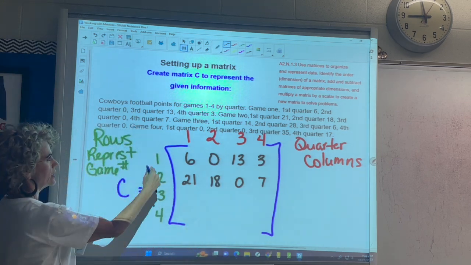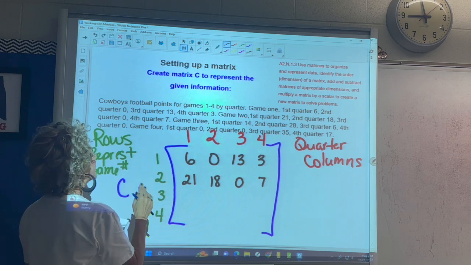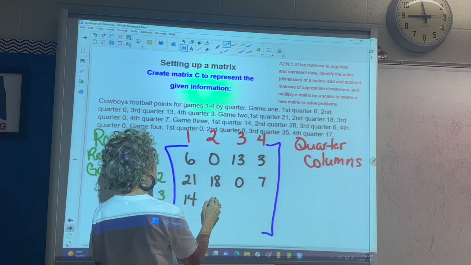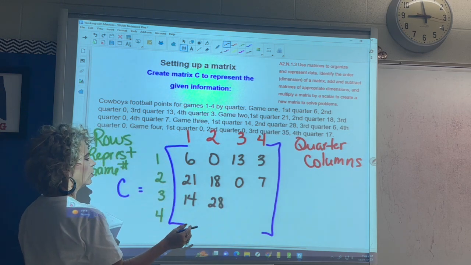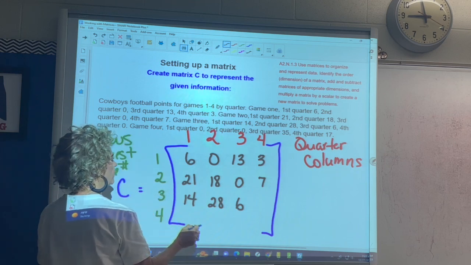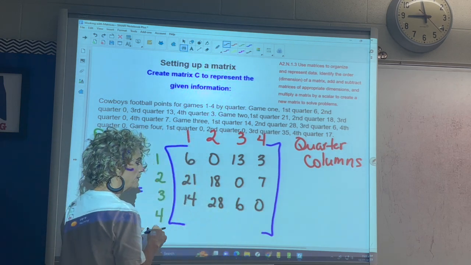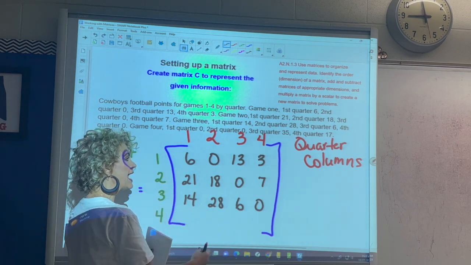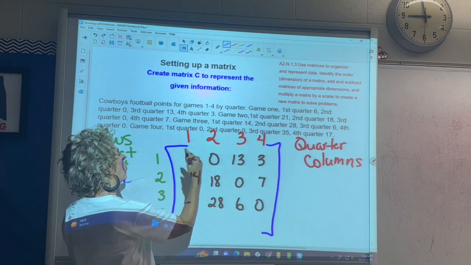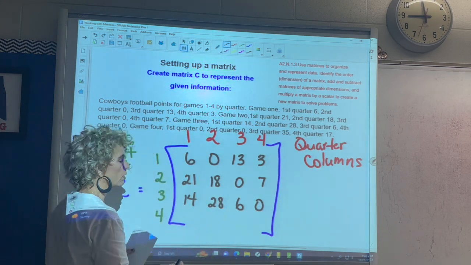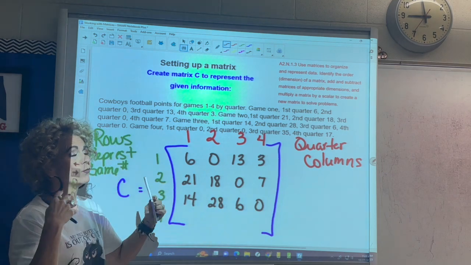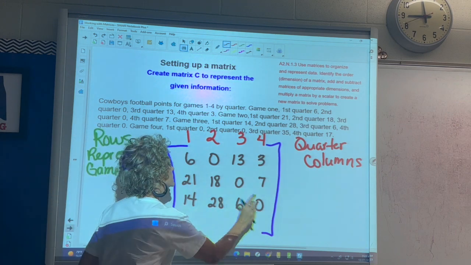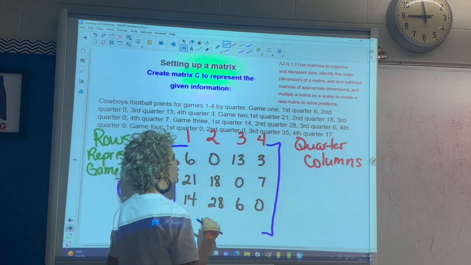Okay? On to game 3. Game 3, the first quarter was 14 points. The second quarter was 28 points. The third quarter was 6 points. And the fourth quarter, I guess we got tired, or maybe we put some people in for experience, but no points were scored. And once again, if asked, we could determine what game had the highest score. Which game did we score the most points? Just add all these up.